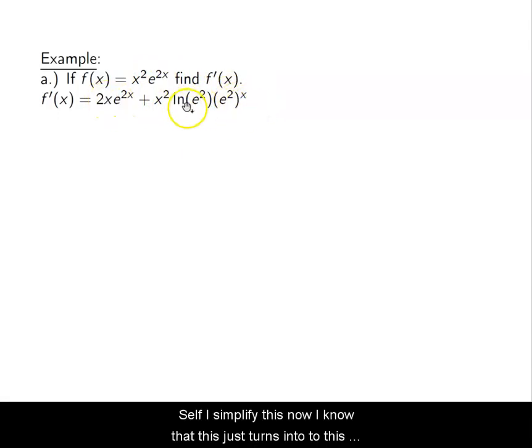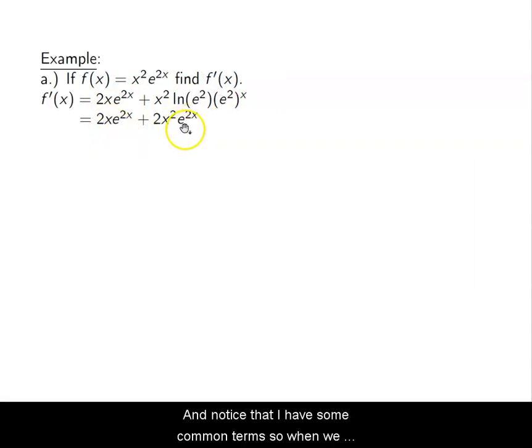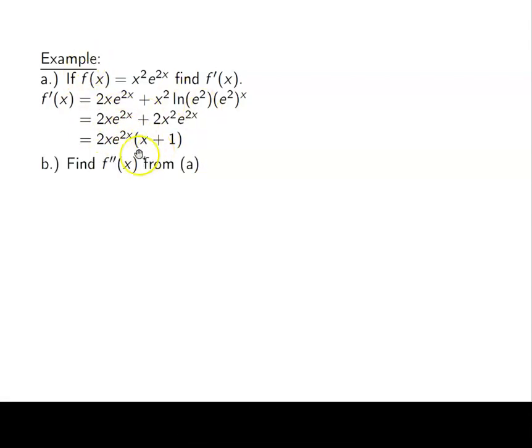So if I simplify this now, I know that this just turns into 2, this will be e to the 2x, and this doesn't simplify at all. Okay, and notice that I have some common terms. When we do these derivatives, we always want to simplify as much as possible. So I have a common e to the 2x I can pull out, and a common 2 and a common power of x as well. So I pull out my common factors and I get 2x e to the 2x times x plus 1. So always simplify your derivatives in this course.